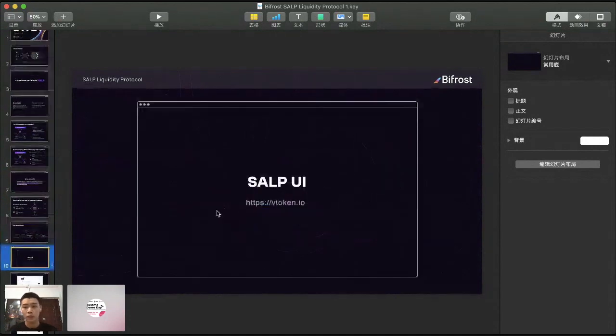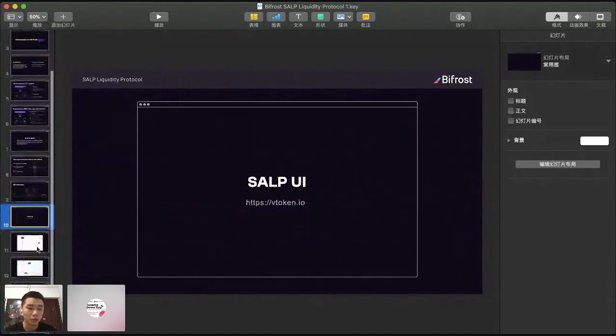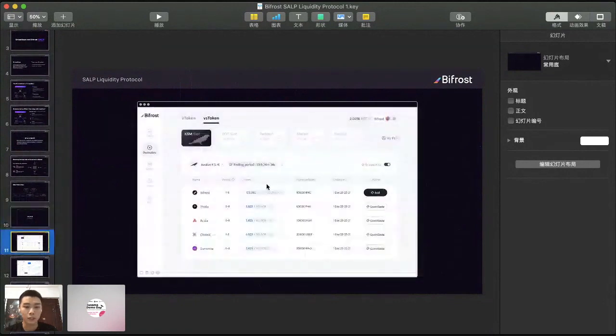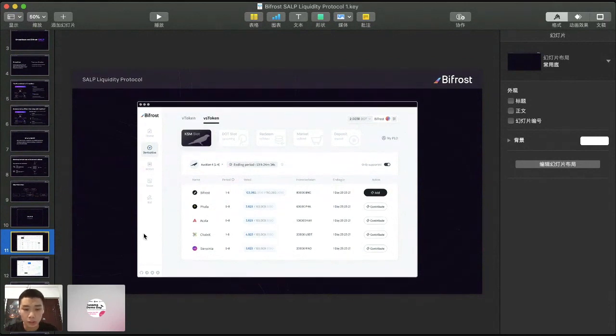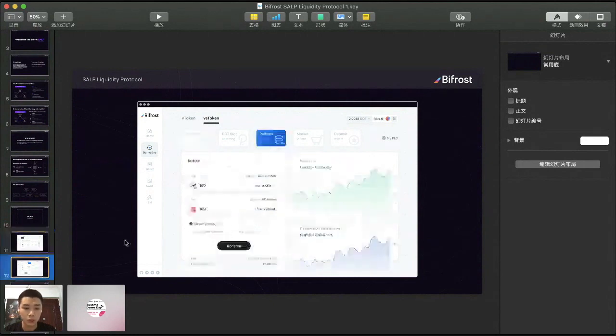Right. So here's the exciting point, we can take a look at the SLP liquidity protocol demo, and here are several pictures. Here is the contributing list dashboard of the contribution, same as Polkadot.js, and you can contribute on this side, and you can get the derivative, or you can add more votes you want to contribute.